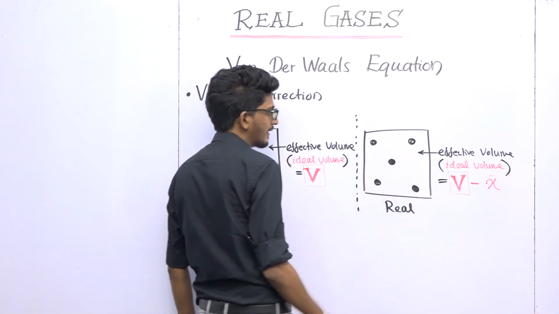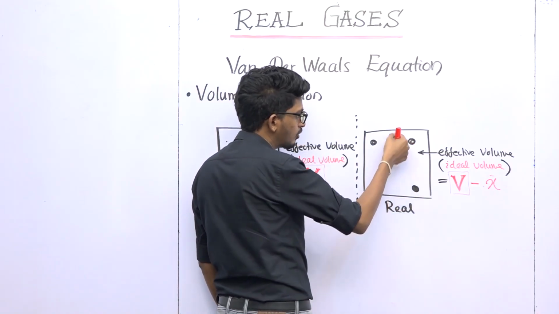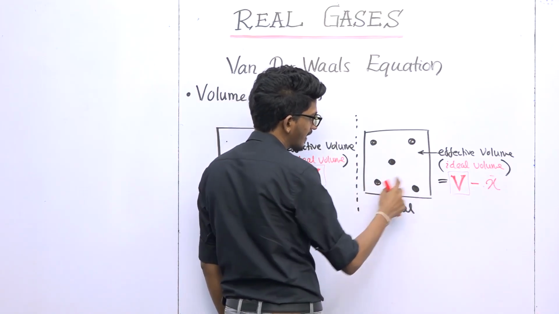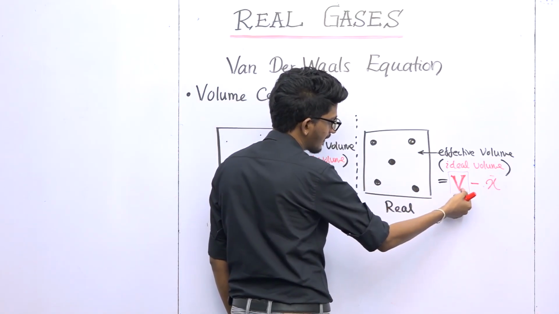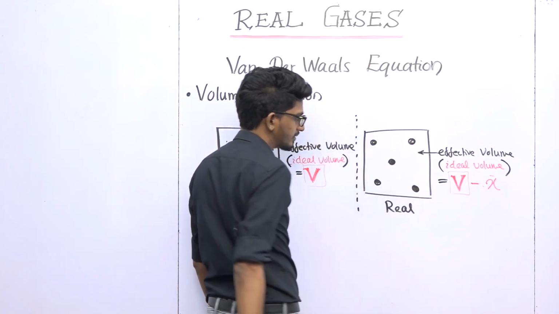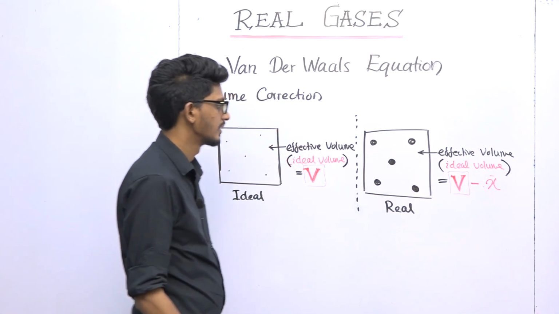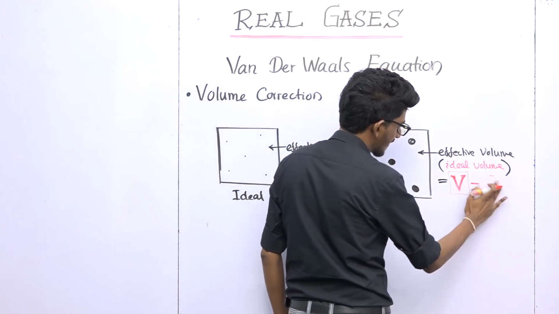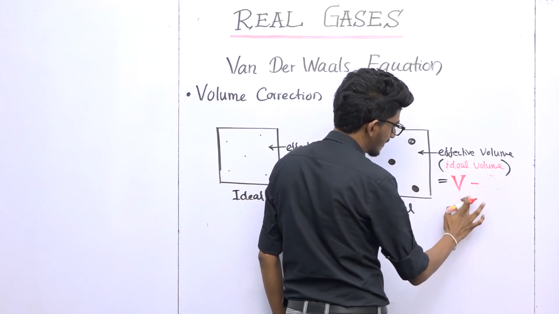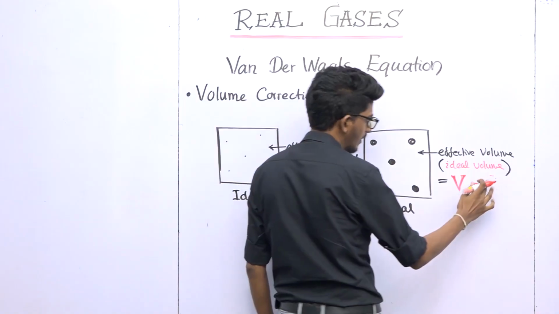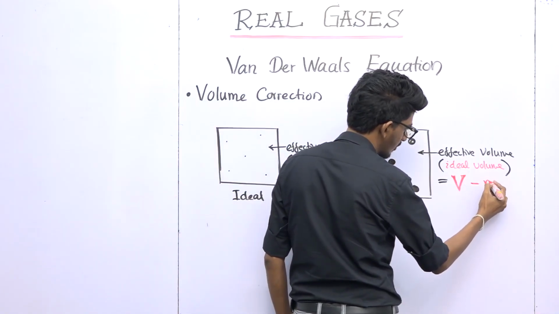So the free space available to move these gas molecules is less than the volume of the vessel, less than the calculated volume, right? Okay. So that value, they had measured, experimentally shown, that that value is equal to nb.